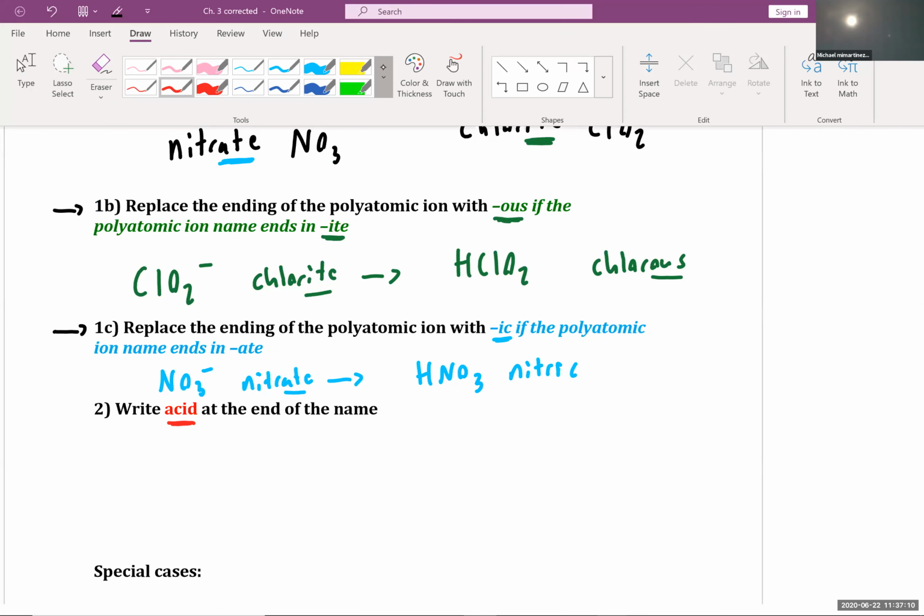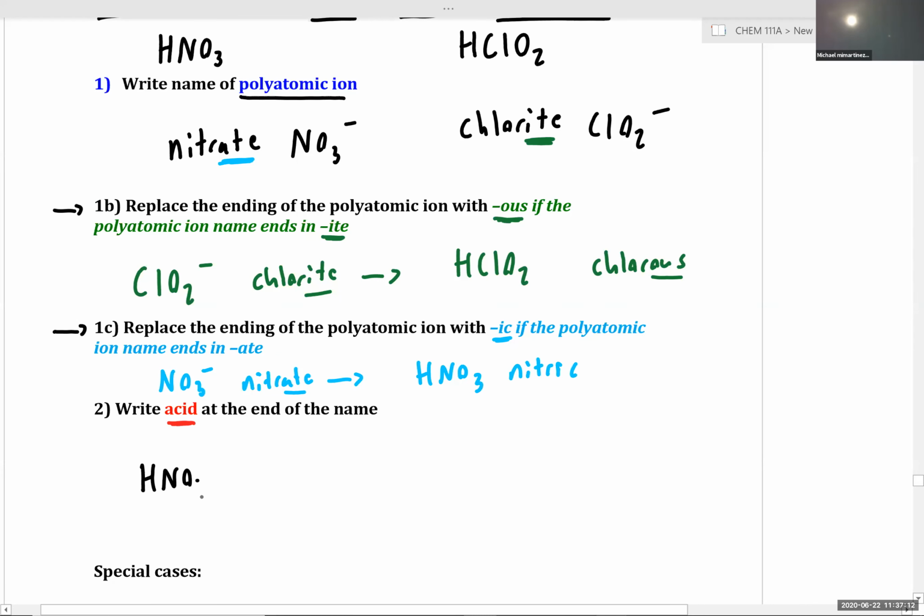So for example, HNO3 would be called nitric acid. HClO2 would be named chlorous acid. Notice, critically, we do not have the hydro prefix. It's just nitric acid and chlorous acid. Do these examples make sense so far?